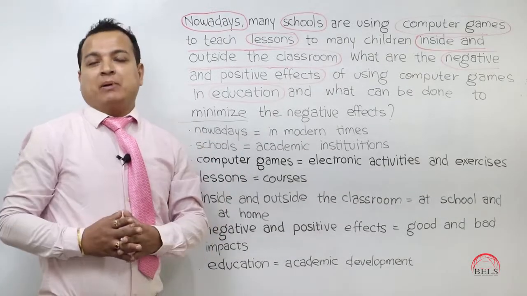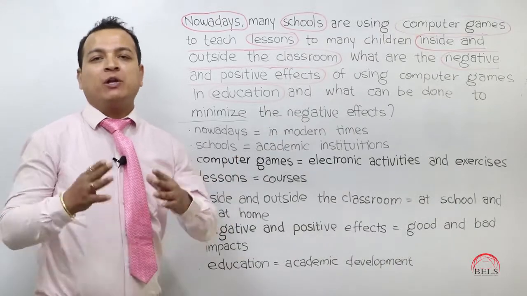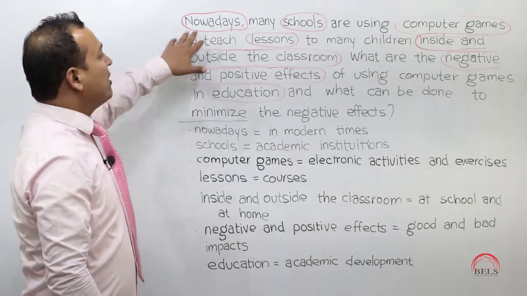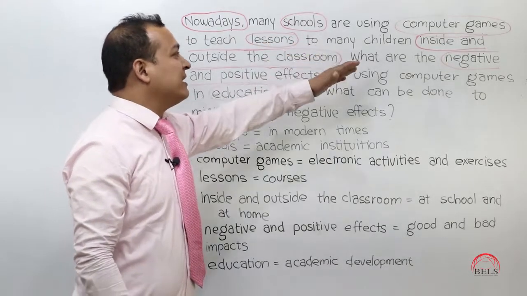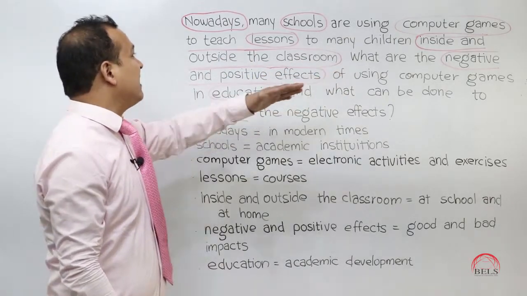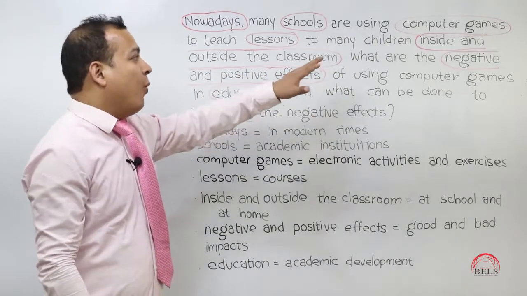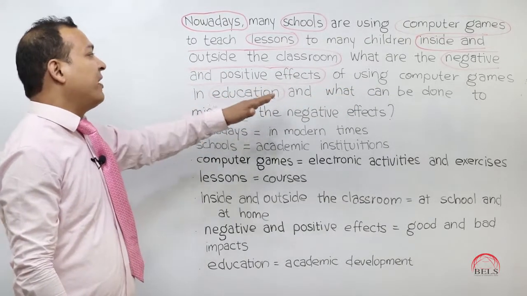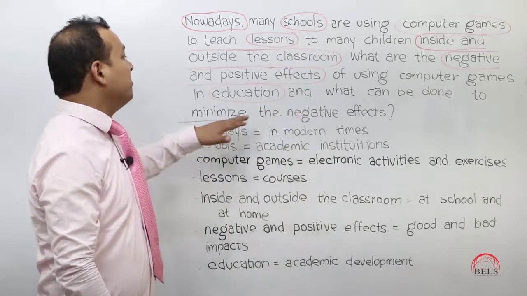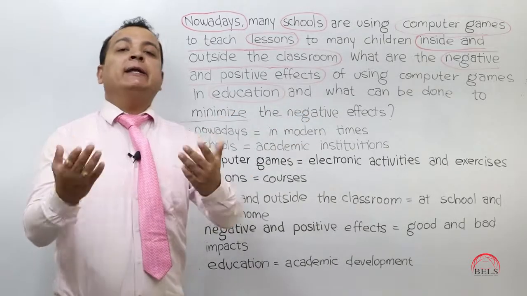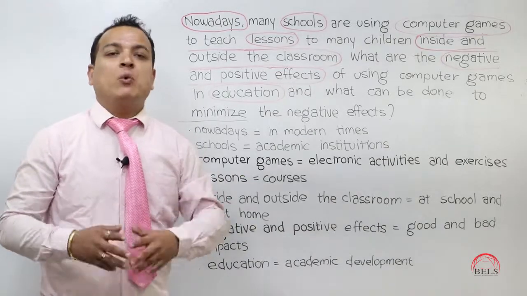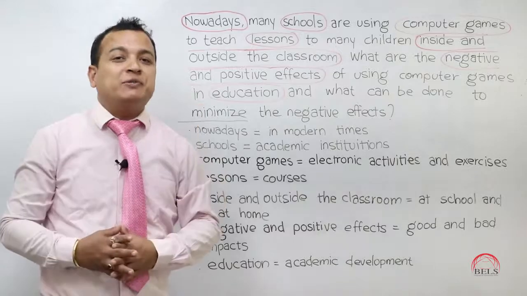let's have one more example. By using the UVS formula, we are going to start with one more example. Here we have one example, that is, nowadays many schools are using computer games to teach lessons to many children inside and outside the classroom. What are the negative and positive effects of using computer games in education, and what can be done to minimize the negative effects? So clearly it indicates this is a cause and solution based question which you have to deal with. Now, how to use the UVS formula?